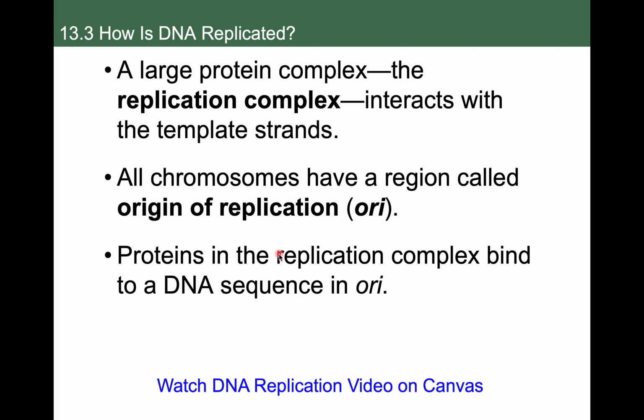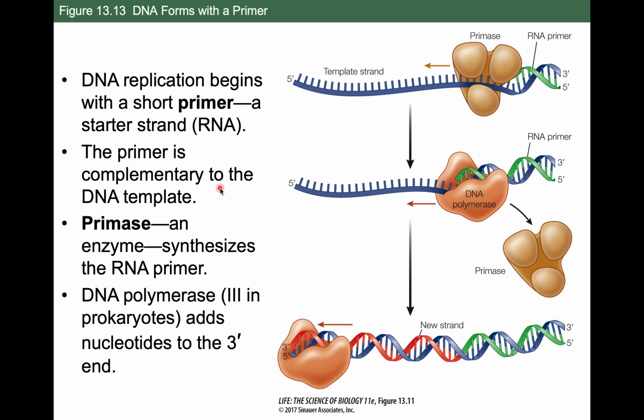So what will happen is the cell will just unzip a small portion at a time, and this will start at a site that's called the origin of replication, which makes sense, right? Where are you going to start replication? At the origin. And usually the first thing that will happen is we will unzip a portion of the DNA. And then, as we're going to see, before DNA polymerase can start adding any new nucleotides, building any new DNA, it needs what's called a primer.